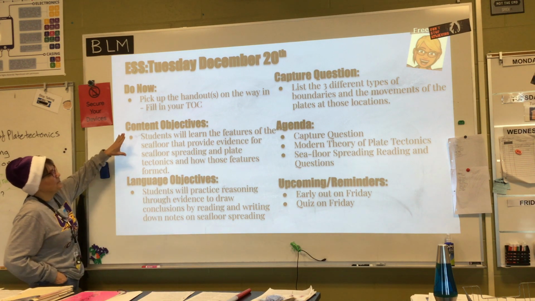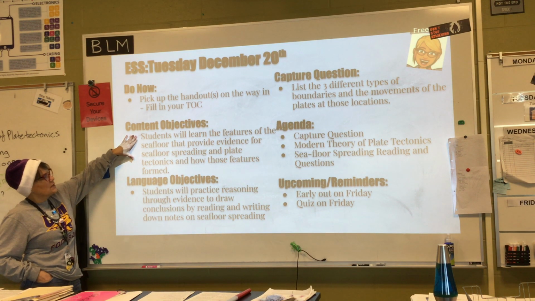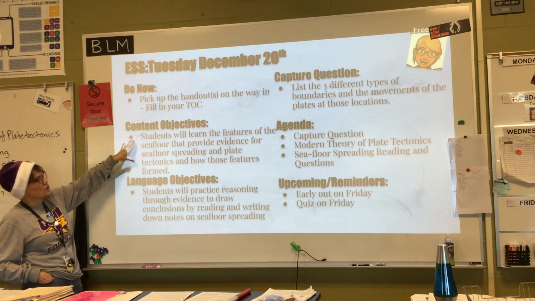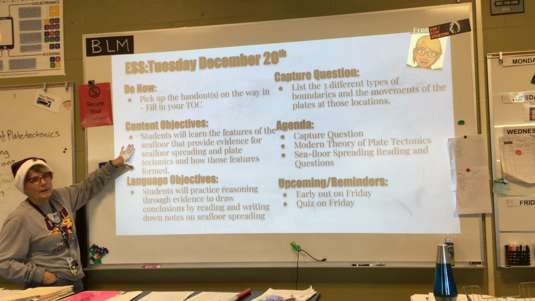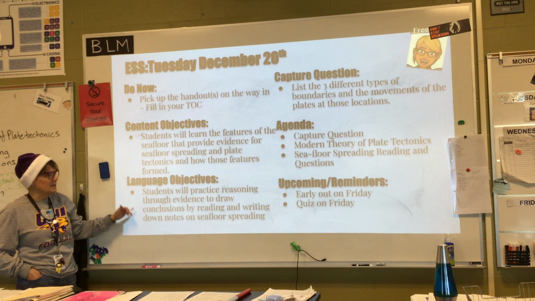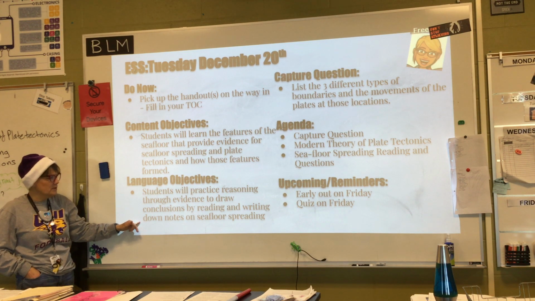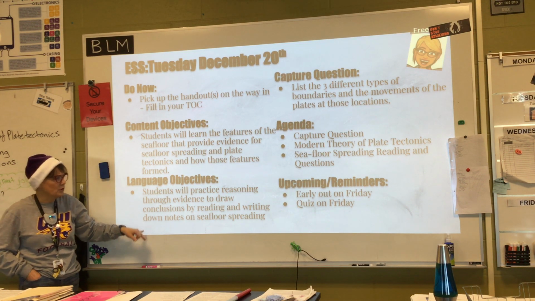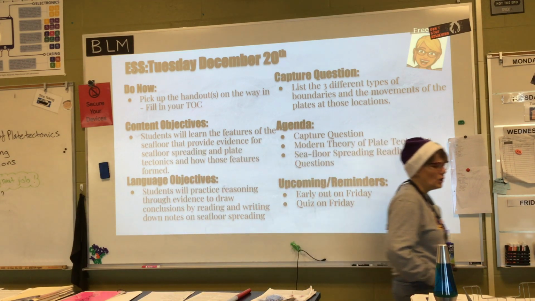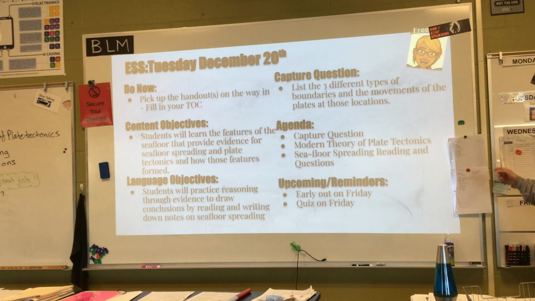Okay, what are we doing today? Students, you're going to learn the features of the seafloor that provide evidence for seafloor spreading and plate tectonics, and we're going to talk about how those features are formed. Our language objectives, meaning how are we going to do that? Students will practice reasoning through evidence to draw conclusions by reading and writing down notes on seafloor spreading. So let's go ahead and get started by writing down our daily capture question. I'm going to put 1 minute on the clock starting now so that I can go ahead and take attendance and you can quietly do your reflection.